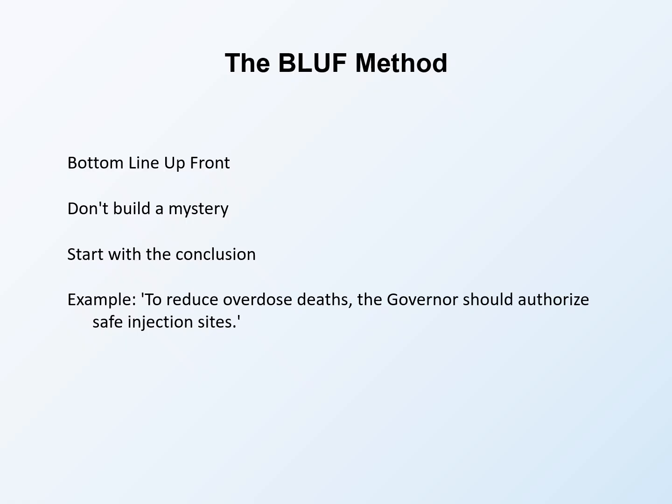To reduce opioid overdose deaths by 20% in King County, the governor should authorize a pilot program for safe injection sites. That should be the first sentence. Then you use the rest of the document to prove why that is the right call. This respects the reader's time and frames the entire document around the solution, not just the problem.